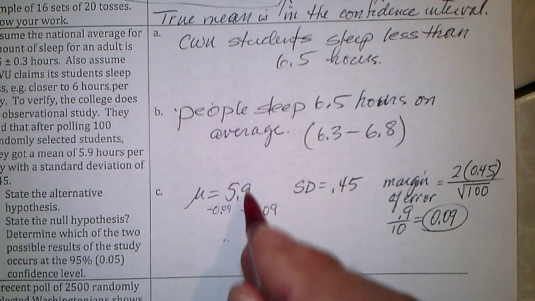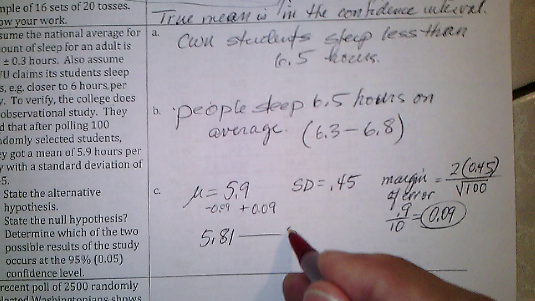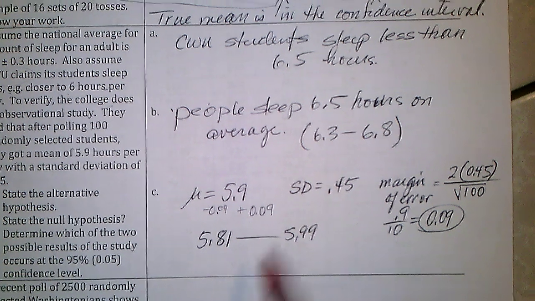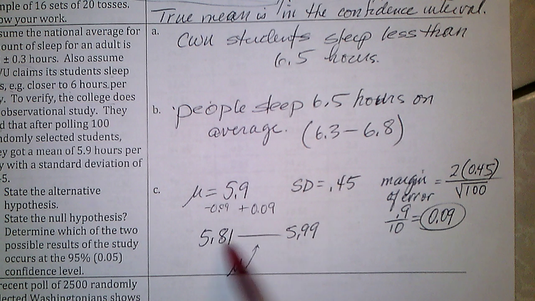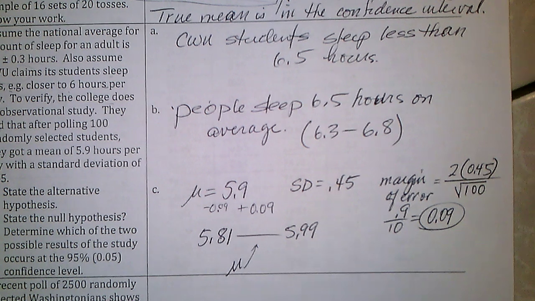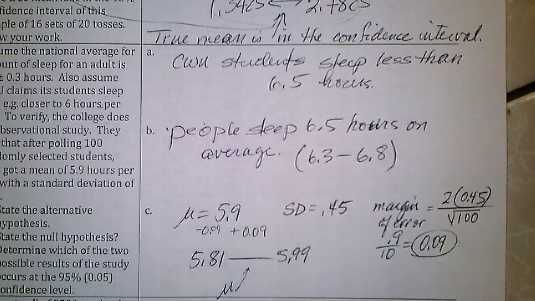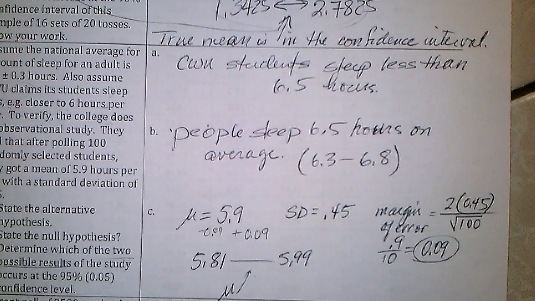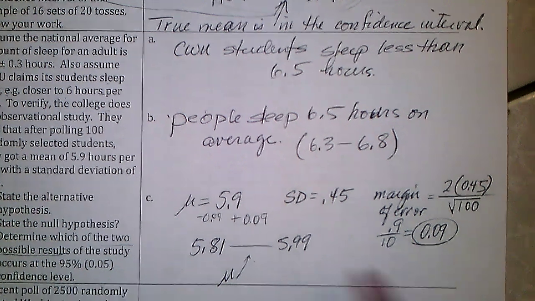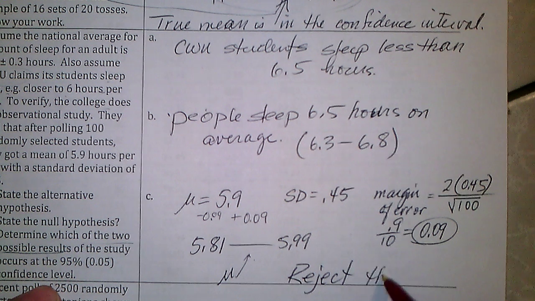So I take 5.9 minus 0.09, we get 5.81 up to 5.99. So it's predicting the amount of sleep CWU students get is somewhere in here. The true value is somewhere in there. We're 95% sure it's somewhere in that interval, which 6.5 is not, and so that's enough information to reject the null. So the two possible results are you either reject the null because the data is significantly different, or you do not. And in this case, it is. So the response we have on this one is we reject the null.